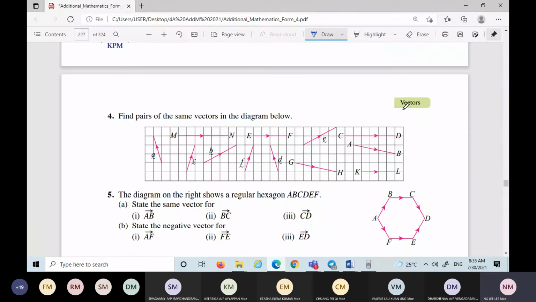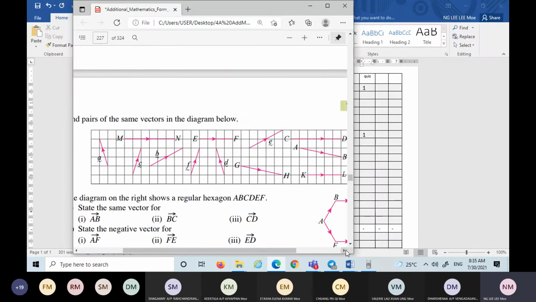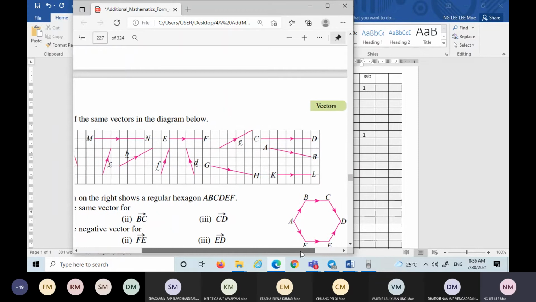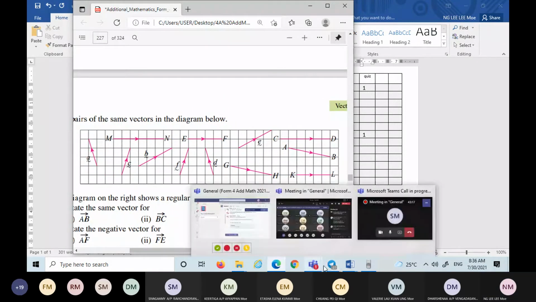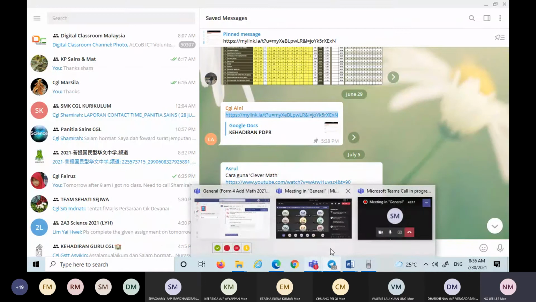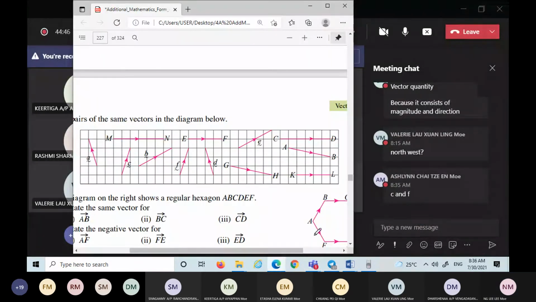Find pairs of the same vector in the diagram below. There are 6 pairs of the same. Asrin, is it the first one? If Asrin gives an answer already, the next girl cannot give the same answer, so you have to wait for your friend to see which one they want to give. Okay, Asrin gives CF. So the first pair we have is C equal to F. Next girl.